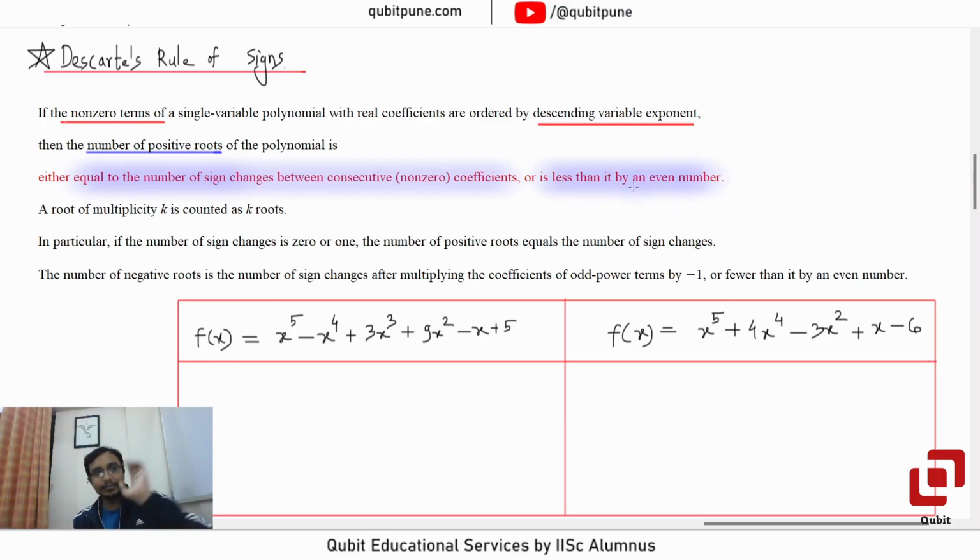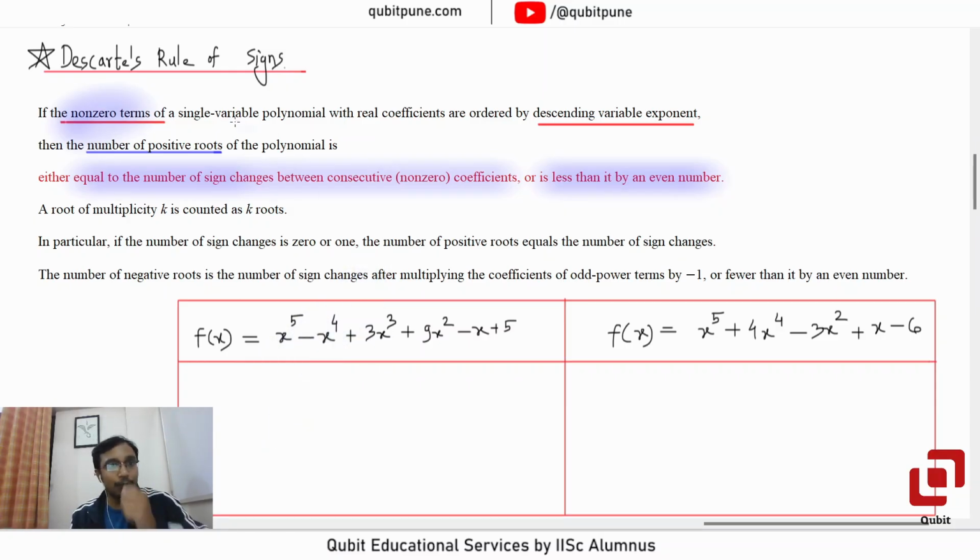Let me repeat it again. If the non-zero terms of a single variable polynomial with real coefficients are ordered by descending variable exponent. Descending variable exponent means you have to write the largest power first, and then go for the consecutive descending terms. Now you are supposed to write non-zero terms only. Let's say you have x raised to 5 and you do not have x raised to 4. Then you are not supposed to write it. That is not considered as a sign change.